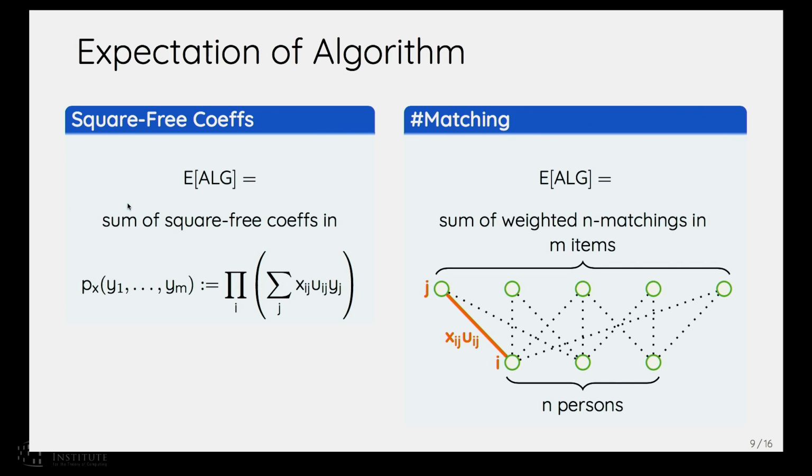So there are two things that I want to prove. First, I want to prove that the expectation of my rounding algorithm is the sum of square-free coefficients in my polynomial.